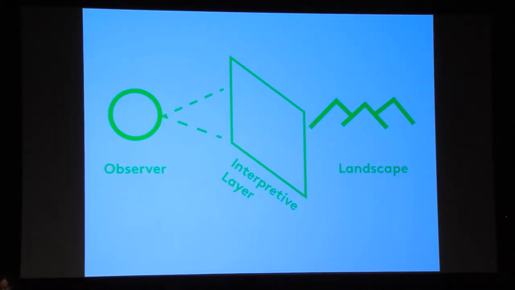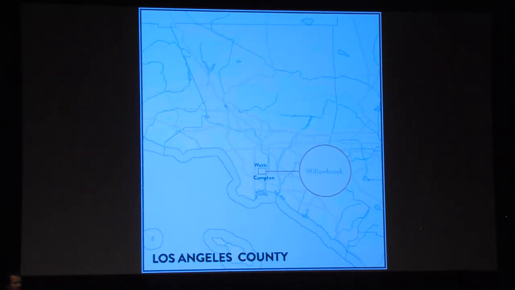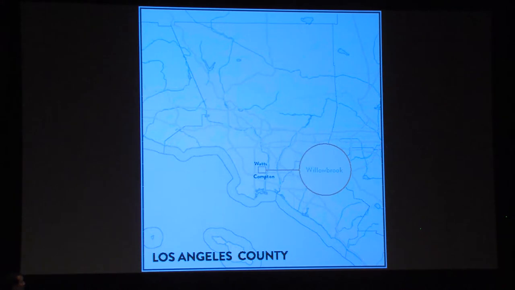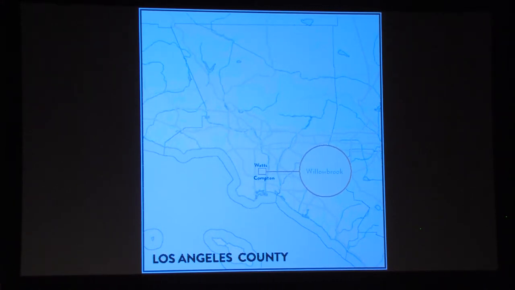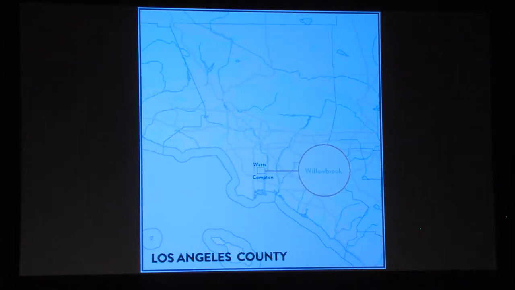And what you see in a landscape is often what you expect to see, whether that's a good thing or a bad thing. So this is a project that I was asked to do by the Los Angeles County Arts Commission. And it was located in a neighborhood called Willowbrook, which is between Watts and Compton. Do people know Willowbrook? Does anyone know Willowbrook? Does anyone know Watts or Compton?